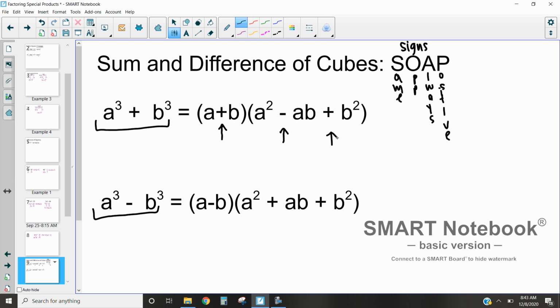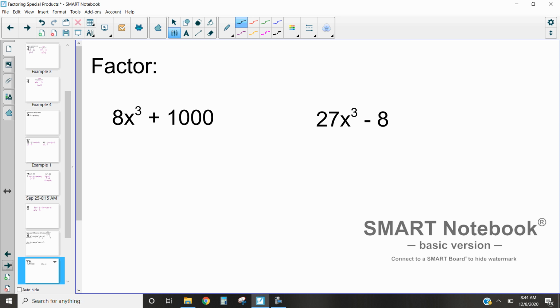Okay, so notice the same thing happens when we have a subtraction sign in the middle. We have a subtraction, so our first term has a subtract in it. Then we have a plus, and then the last one, again, is always positive. So let's go ahead and practice using these here with these different things.